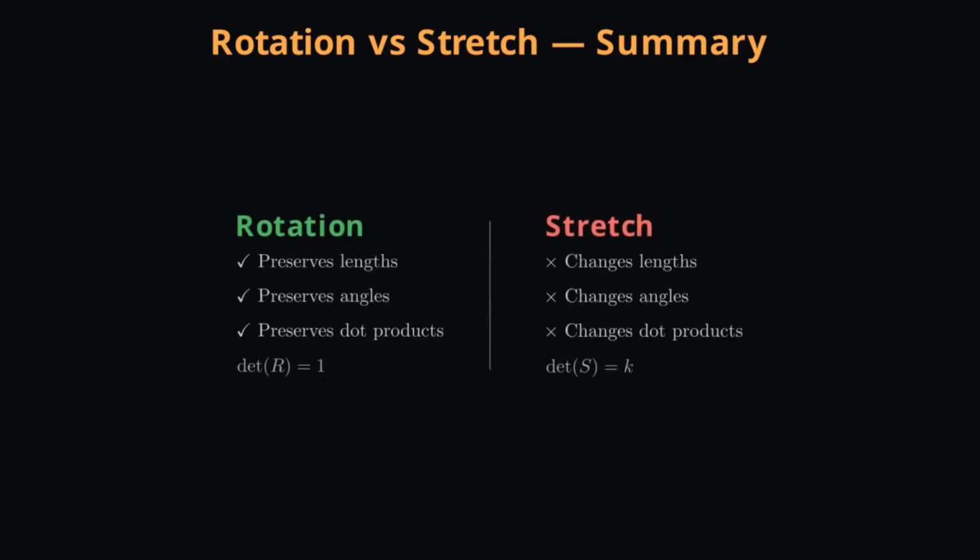To summarize, rotation preserves everything: lengths, angles, and dot products. Its determinant is always 1. A stretch changes all of these. Its determinant equals the scaling factor k. Understanding what each transformation preserves is the key to mastering linear algebra.